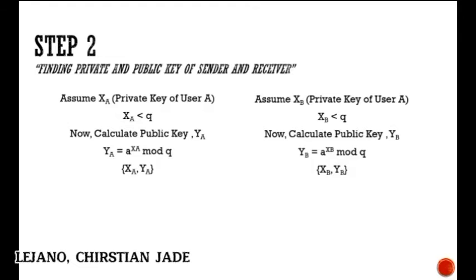Now, we go ahead and calculate the public key of user B, which is given by Y_B equals alpha raised to the private key of user B modulo q. After following these steps, what user A has is his public and private key, and what user B has is his public and private key. After this, the only step that remains is key generation.